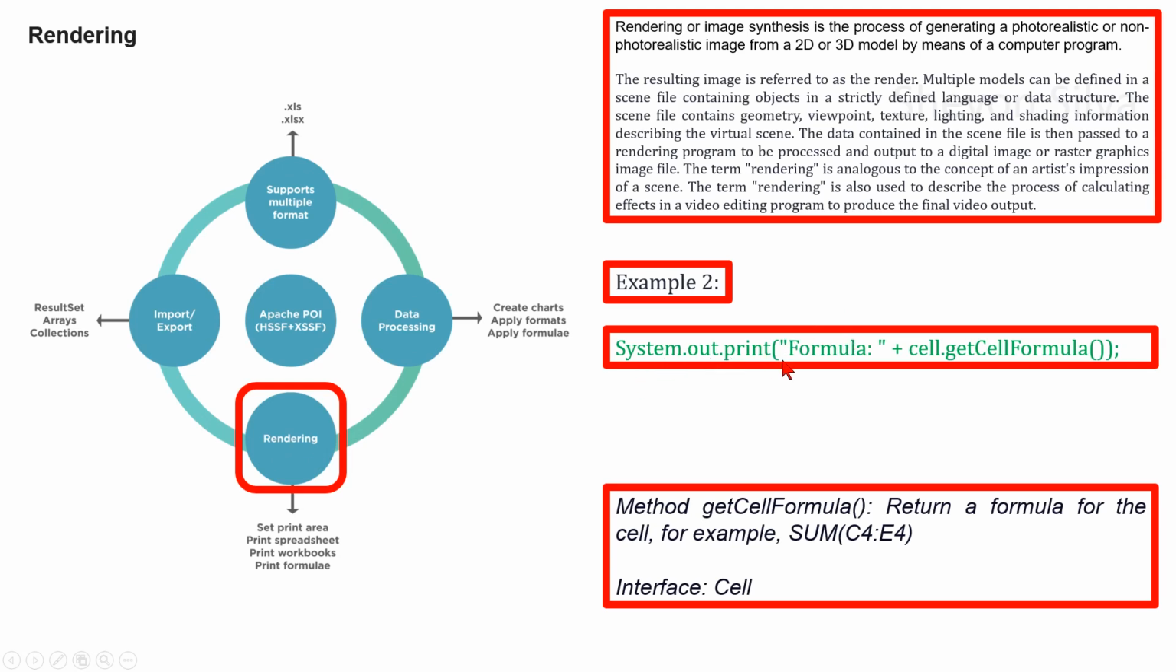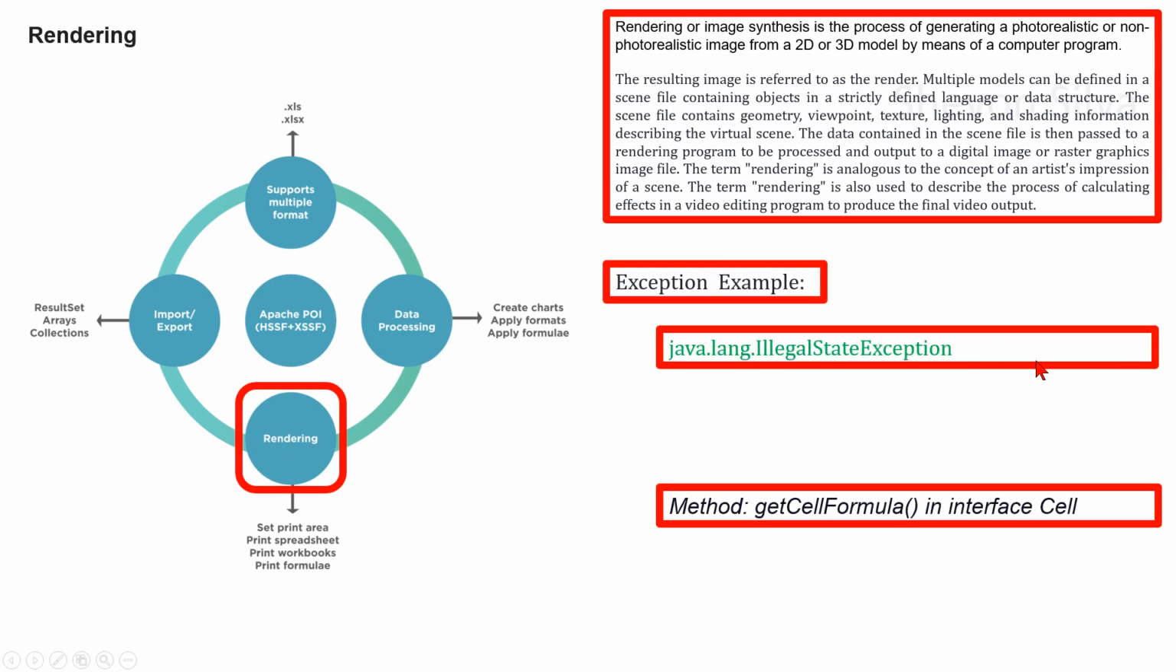As an example too, we can consider this code segment. And this statement, here you can see the method getCellFormula returns a formula for the cell, for example SUM(C4:E4). This method is available in Cell interface. As an exception example, we can consider java.lang.IllegalStateException, which can occur in the getCellFormula method in interface Cell.